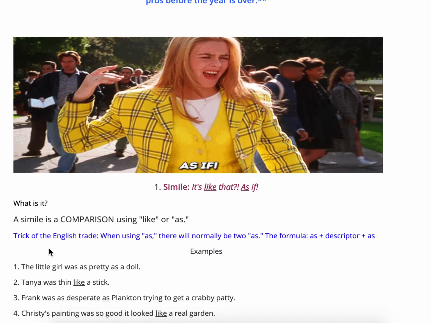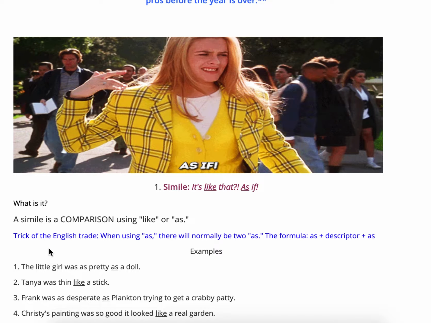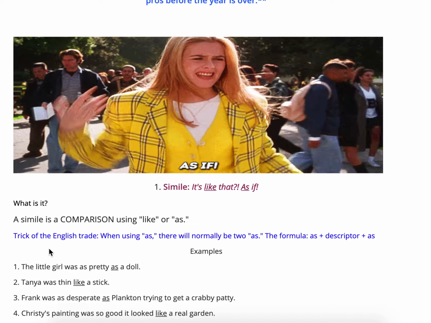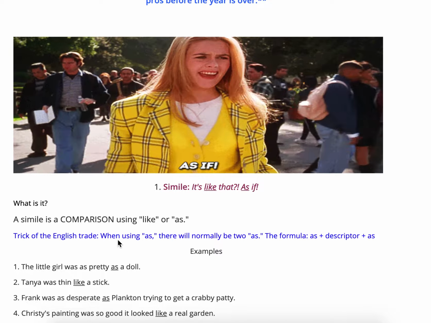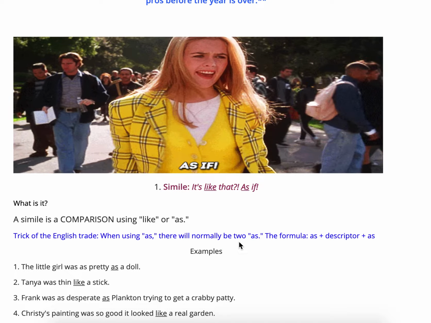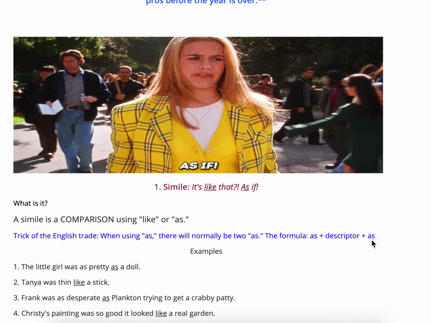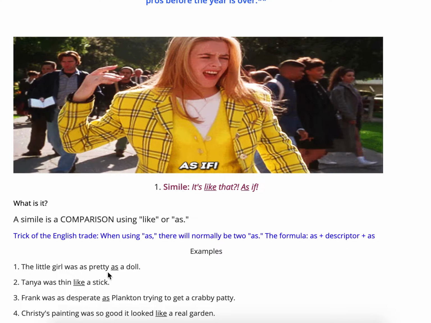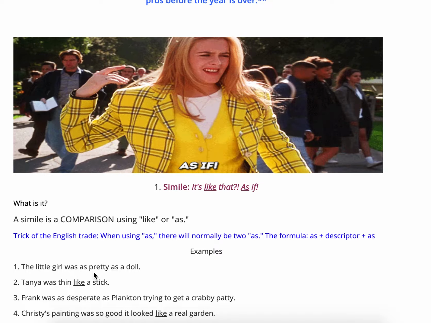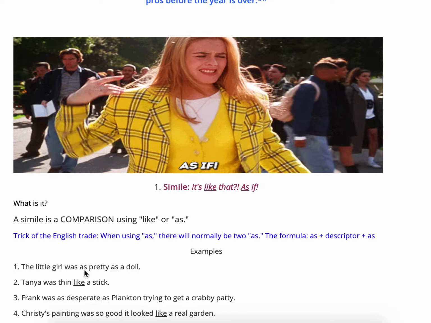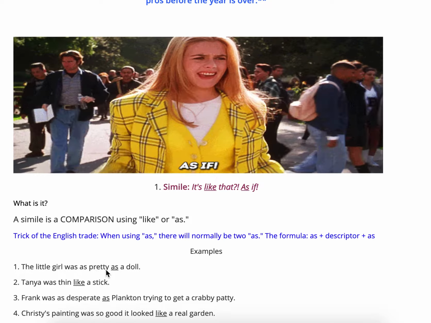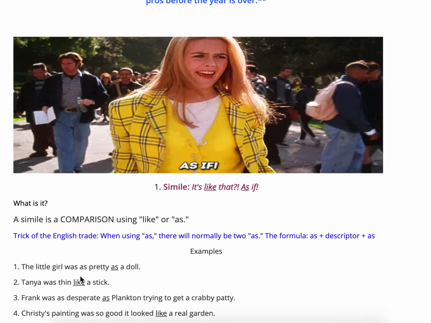Before that, just a trick of the English trade. I like to share little tricks with you guys, or formulas. When using as, there will normally be 2 as. So the formula is as plus a descriptor and then as again. And you'll see what I mean. The little girl was as pretty as a doll. So again, here's 2 as, and here's the descriptor in the middle. So that is a simile.